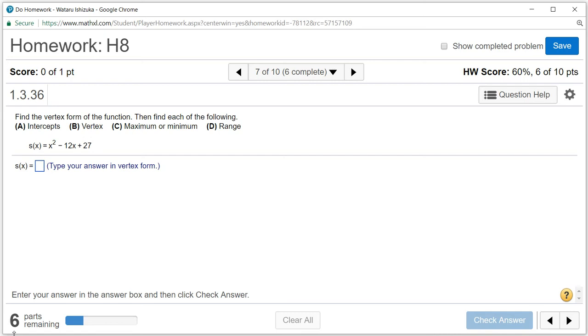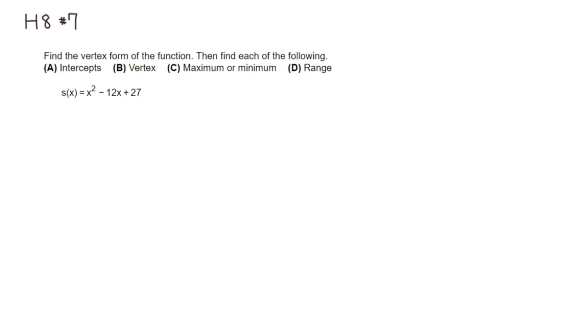Let's look at homework 8, problem number 7. We have a quadratic function, x squared minus 12x plus 27. We want to rewrite it in vertex form. So let's do that.